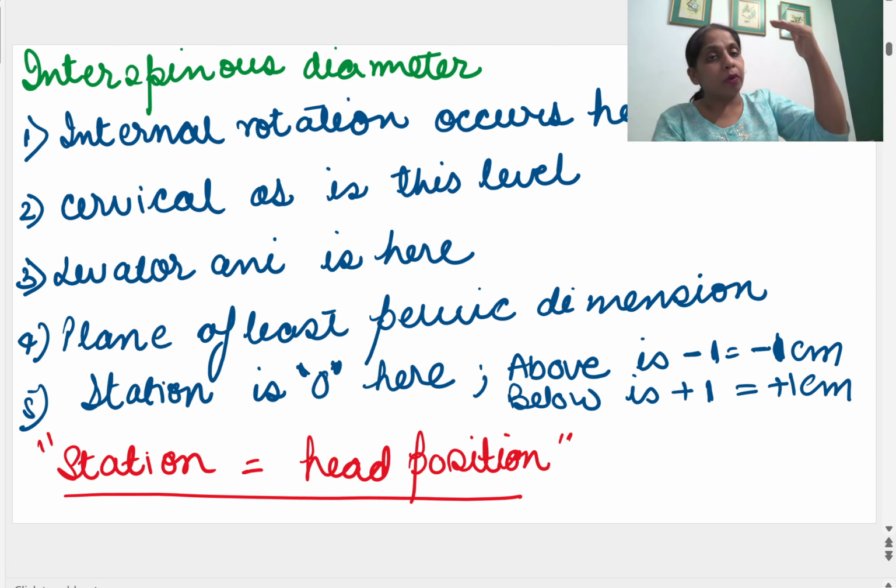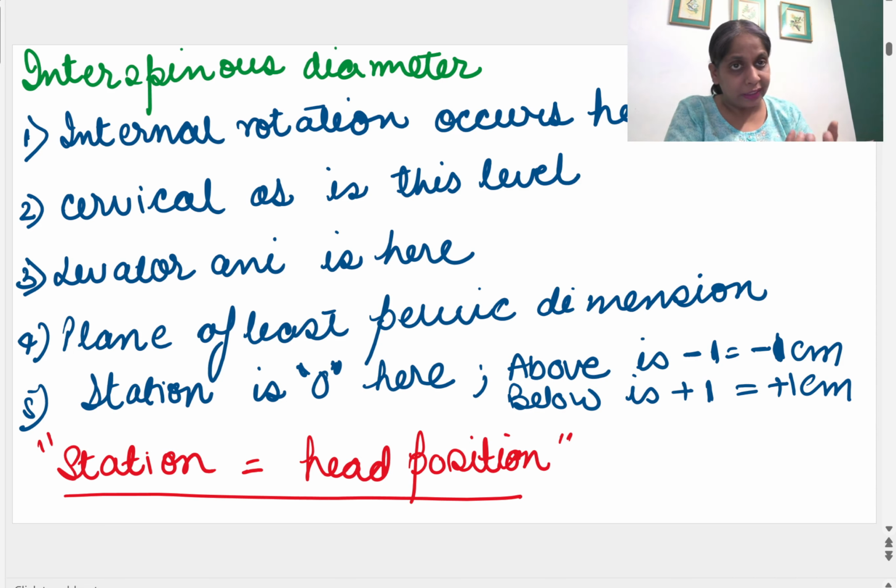ओके, इससे ऊपर होगा तो it will be -1, -2, -3. 1 centimeter above this, it will be -1 station. If 2 centimeter above, it will be -2 station. And if the head is below this ischial spine, then it will be known as +1, +2; 1 centimeter below, then it is +1 centimeter. So what is station? Station is the position of the head. If it is at the ischial spine, then it is 0, and if it is above it, then it is minus station, and if it is below it, it is plus station.